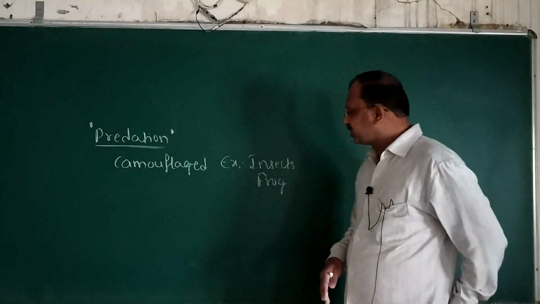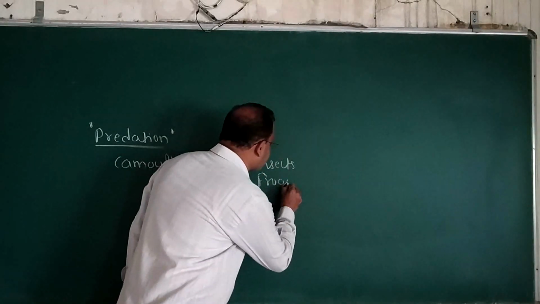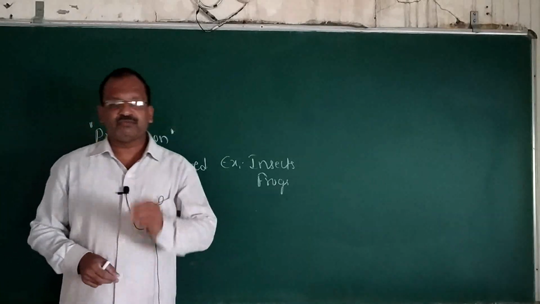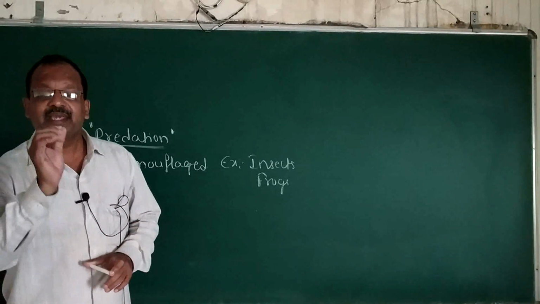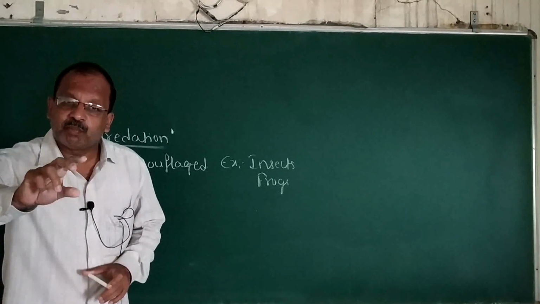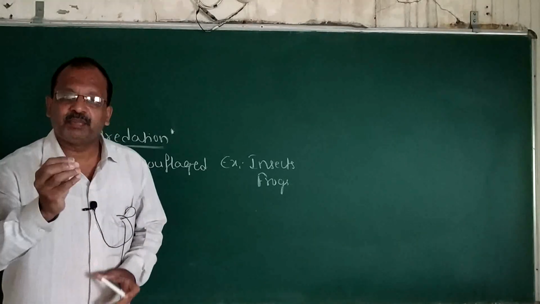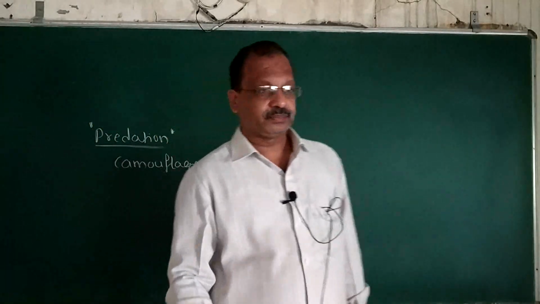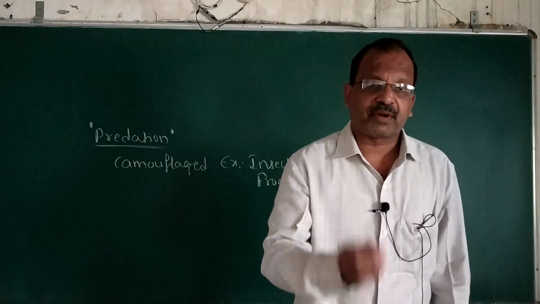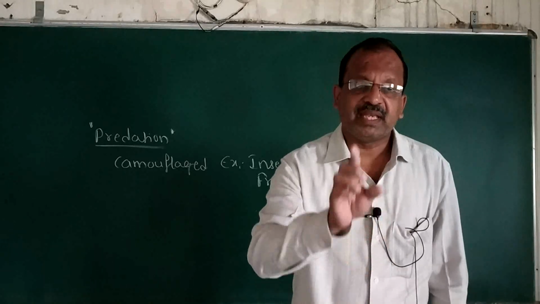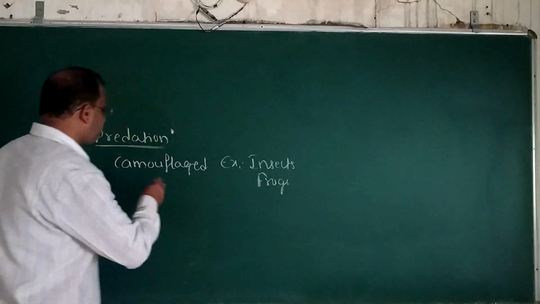This camouflage is generally noticed in some insects and frogs. Another example which you have come across in your lower classes is the chameleon. It has the capacity to change its body color so that it can easily escape from enemies and also from predators. But here you have to remember only 2 examples, insects and frogs.